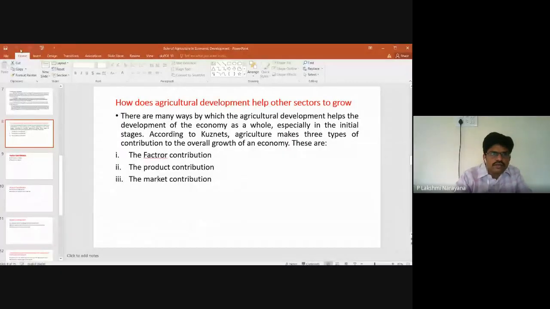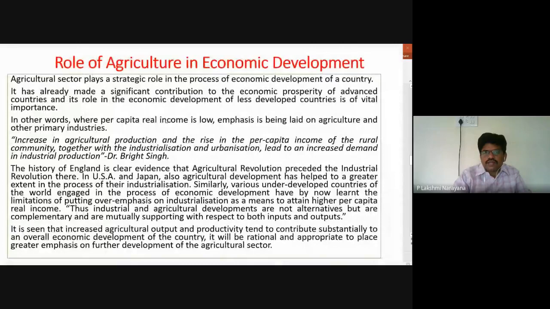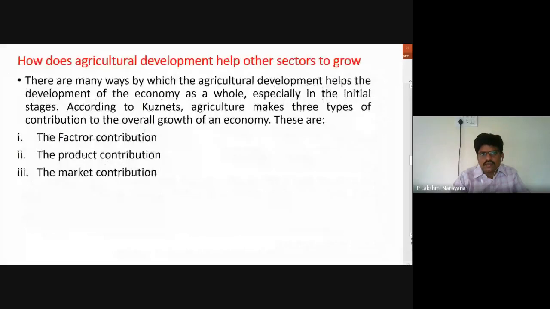So in this screen, the role of agriculture in economic development. How does agriculture development help other sectors to grow? There are many ways by which agriculture development helps the development of the economy as a whole, especially in the initial stages. According to Kuznets, agriculture makes three types of contribution to the overall growth of an economy. These are the factor contribution, the product contribution, and the market contribution.